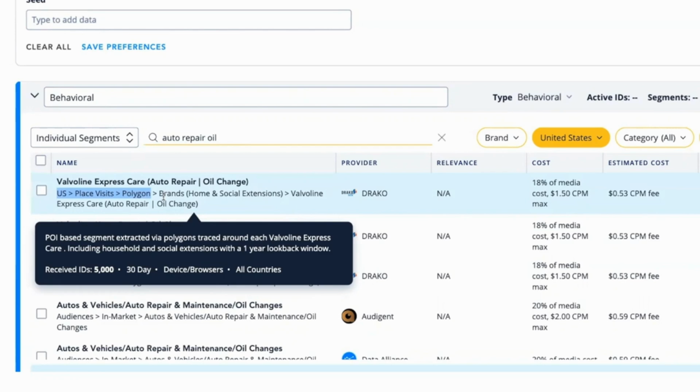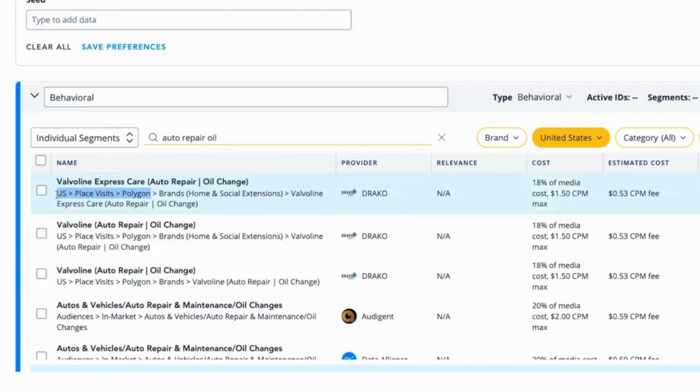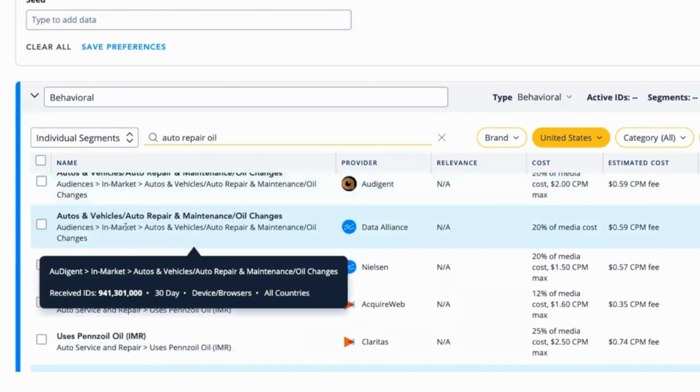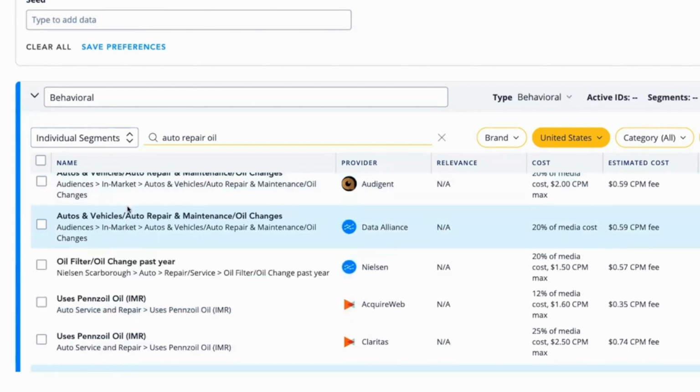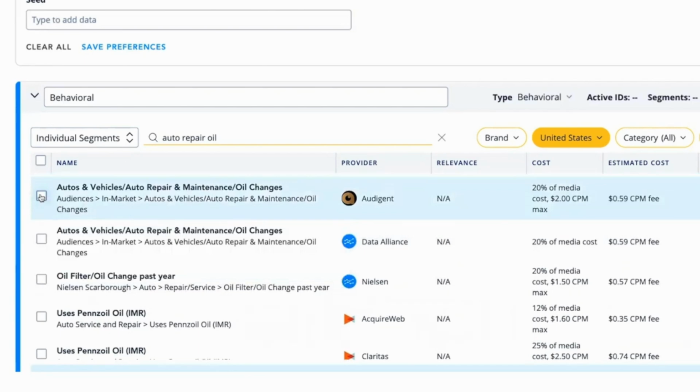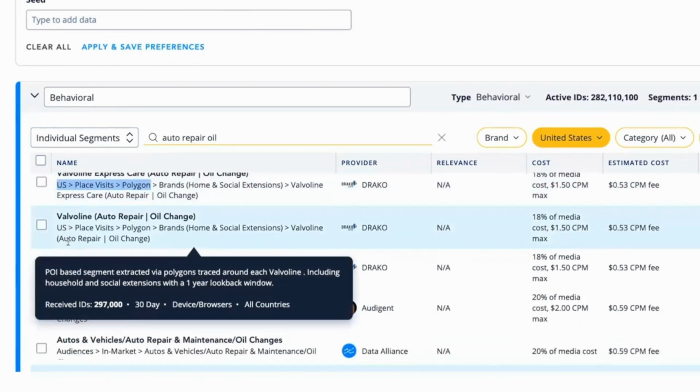And usually people just drive up to those places to change their own oil. So this could be a good recommendation, for instance. You could get back to your planner and recommend two audiences. You can recommend a simple segment such as this one, in market auto vehicle, auto repair, maintenance, and oil change. So they are in market to change their oil, but we don't know if they're doing it themselves or if they are taking it to a repair place. That's the only thing with some of these audiences. So we can select them.